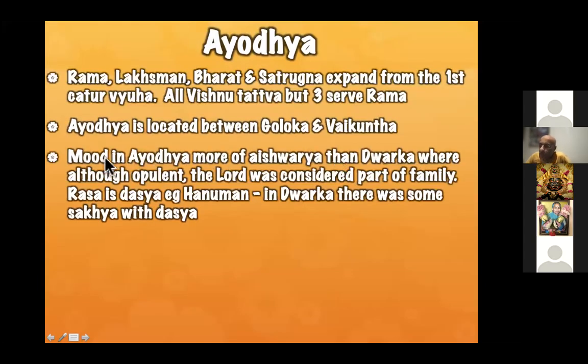What's the mood in Ayodhya? It's much more of a worshiping mood. Aishwarya is very much prominent, much more prominent than even in Dwarka. In Dwarka, there is regard for Krishna as their Lord and Master. But there's still some familiarity because Krishna is considered to be part of their family, the Yadav family. Although Krishna is the head of the family, they still have that mood that Krishna is our relative. But the mood of how they relate with Krishna is the mood of opulence, the mood of worship, Aishwarya.